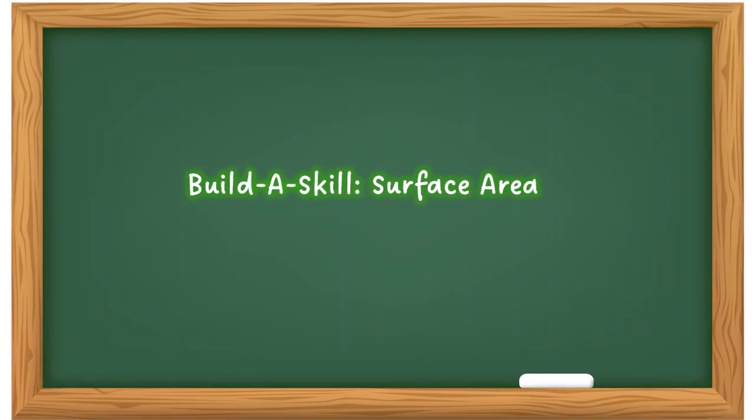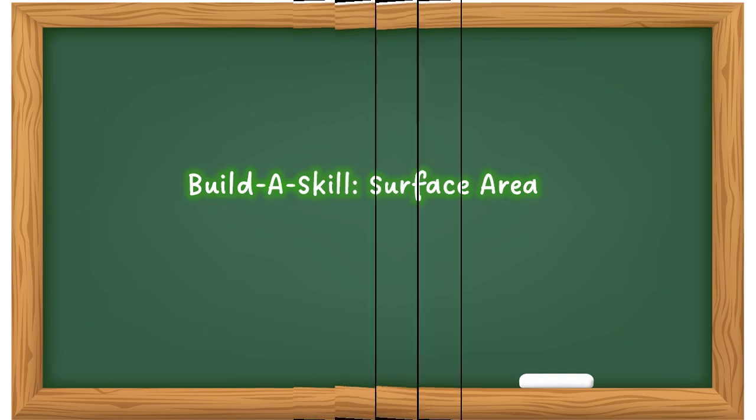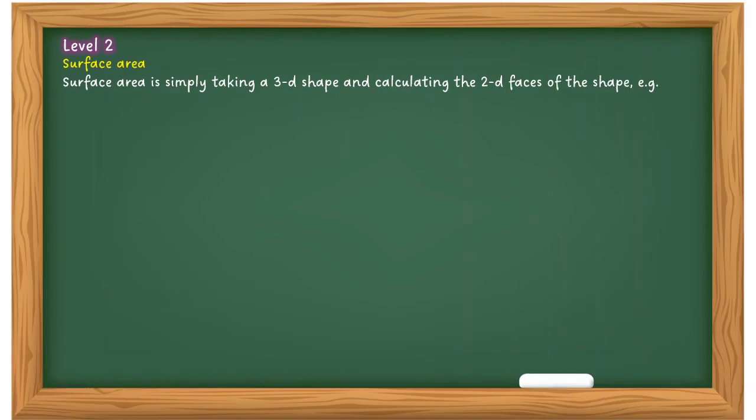Let's finish this builder skill session by looking at surface area. With surface area, all you're doing is you're taking a 3D shape and converting it to a 2D shape to work out the flat surface of an area. Imagine you want to paint a wall. You don't want to know what's in behind the wall, just what's on the wall. So surface area is simply taking a 3-dimensional shape and calculating the 2-dimensional faces of that shape. So let's have a look.